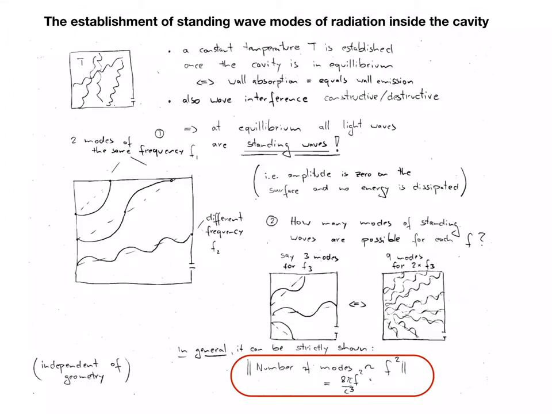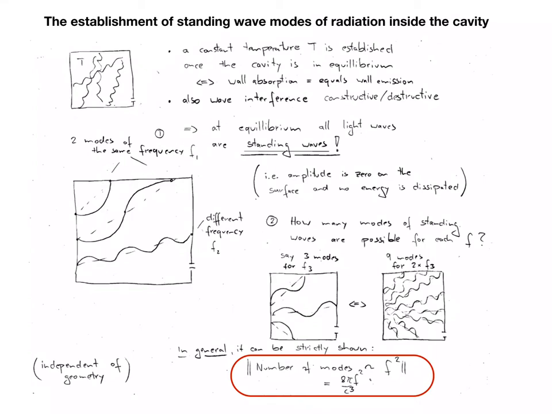The next step in the development of this concept of a black body radiator cavity is the establishment of standing wave modes of radiation inside this cavity. The idea here is that as soon as a constant temperature is established, as soon as thermal equilibrium between walls and radiation occurs, the absorption of light at the wall will equal the emission of light from the wall.